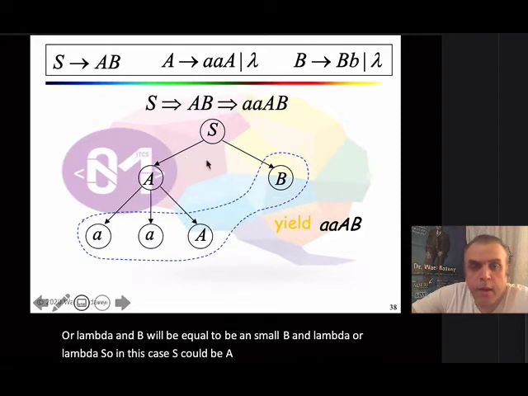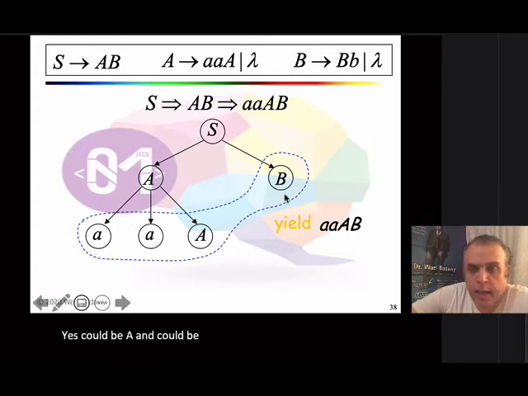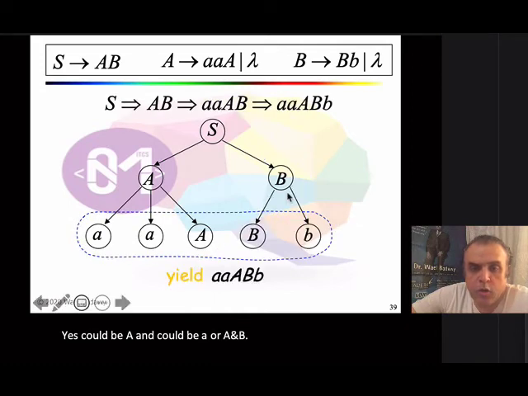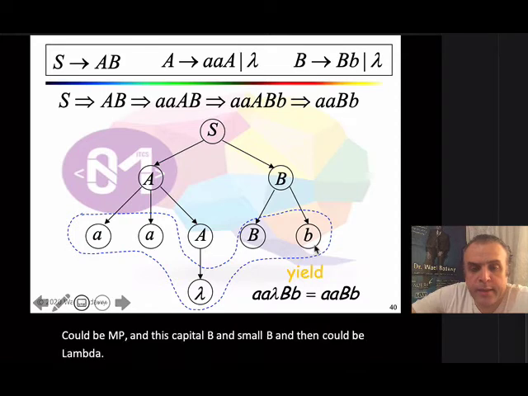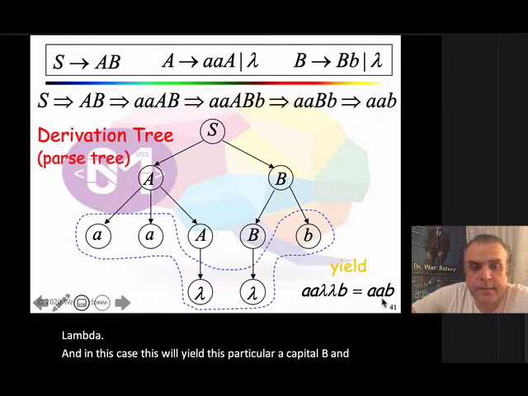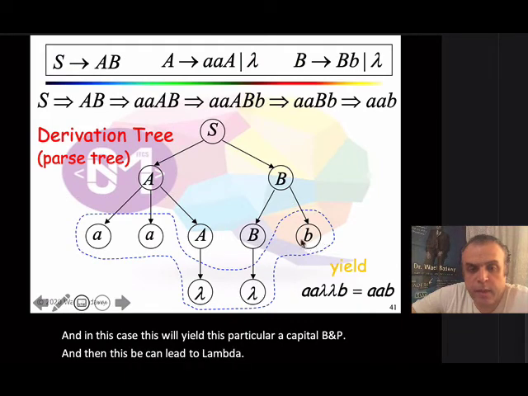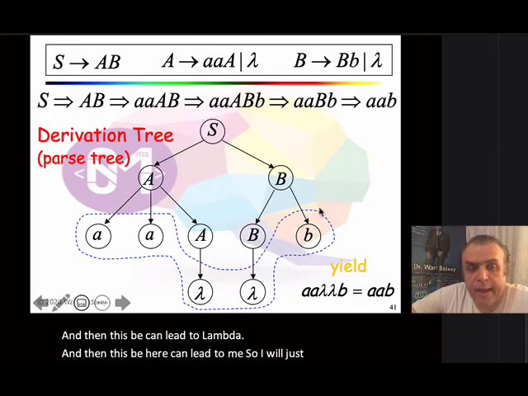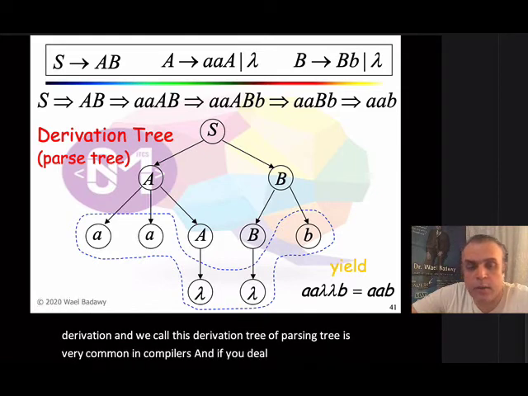Then S could be A and B, and A could be A or A, and B could be B and small b, and then A could be lambda, and in this case this will yield this particular AA, capital B and b, and then this B can lead to lambda, and then this B here can lead to B. So I will just break the derivation, and we call this derivation tree a parsing tree. Parsing tree is very common in compilers, and if you deal with programming languages, you will learn a lot about it.